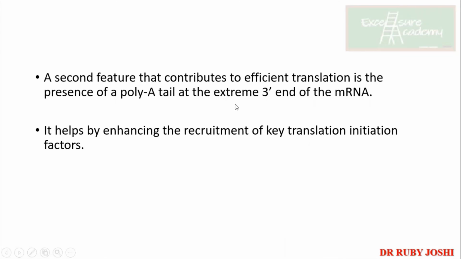So a second feature that contributes to efficient translation is the presence of the poly A tail at the extreme 3' end of the mRNA. Now, this is also believed to enhance the recruitment of the key translation initiation factors. So once all this recruitment with the help of the 5' cap and poly A tail happens, then your translation initiation complex is ready. Okay, so ये इतना आसान नहीं है. There are many factors required for translation to start. Okay, so far so good, guys. Able to follow?